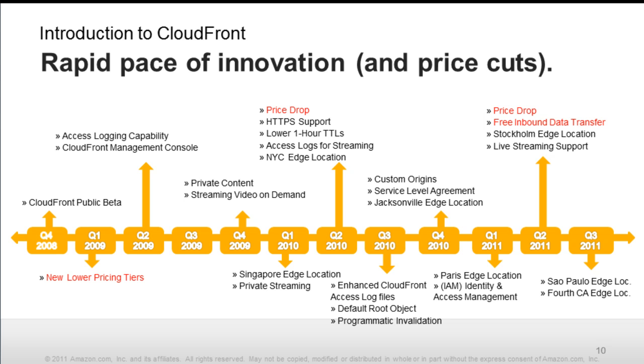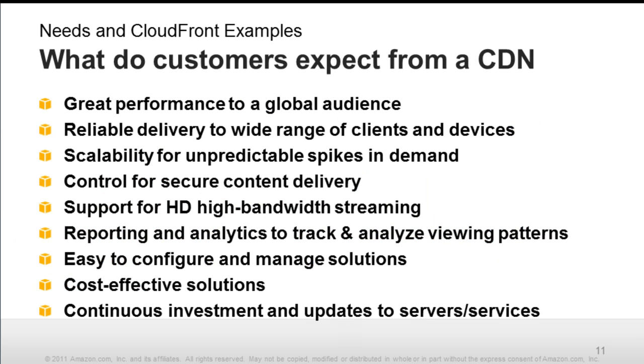We also dropped the price again for CloudFront and for transit, and working with S3 and some of the other services, inbound traffic into AWS is now free. So if you have your own origin, or if you're uploading into AWS, it doesn't cost anything on the inbound side. And then so far in this quarter, in Q3, we added that Brazil location that we talked about, and we added yet another fourth California location. So that's the pace we've been operating at. You'll continue to see us innovate, add new capabilities, and drive down costs further.